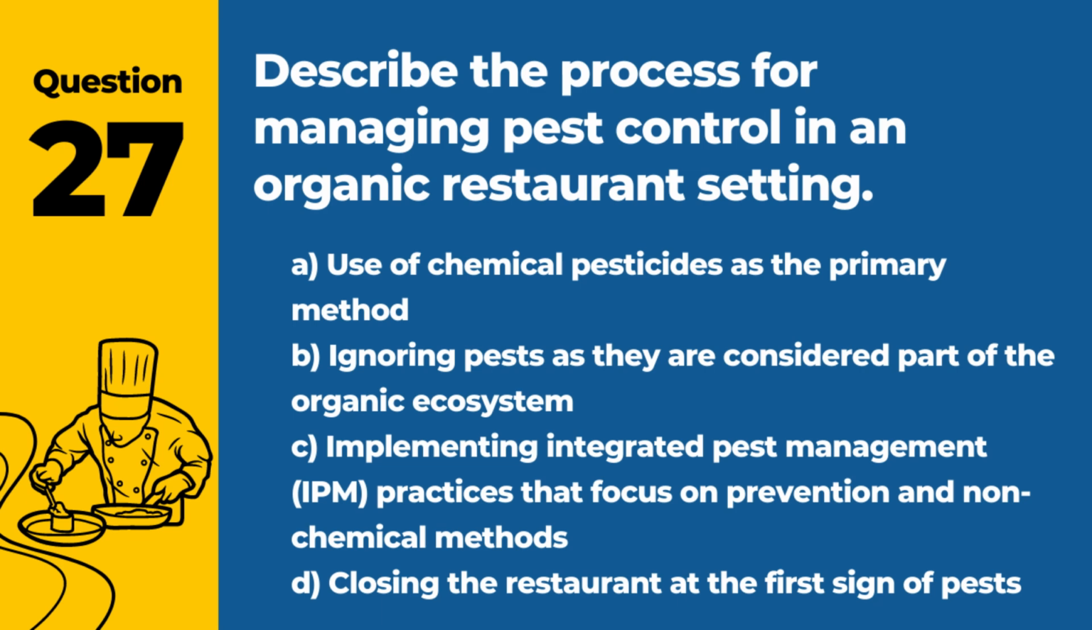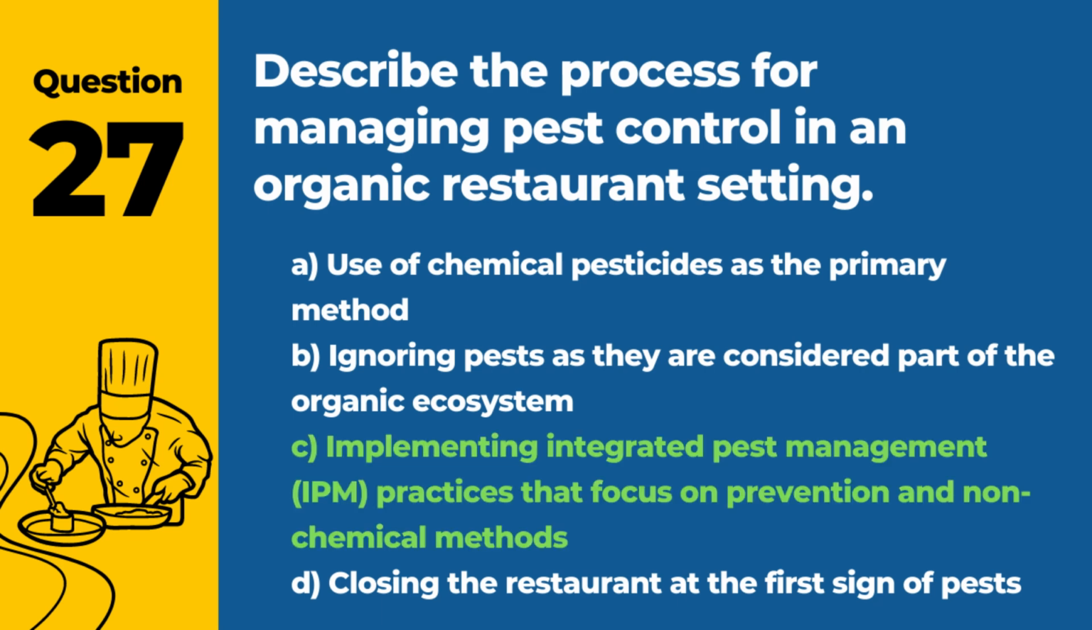A. Use of chemical pesticides as the primary method. B. Ignoring pests as they are considered part of the organic ecosystem. C. Implementing integrated pest management, IPM, practices that focus on prevention and non-chemical methods. D. Closing the restaurant at the first sign of pests.